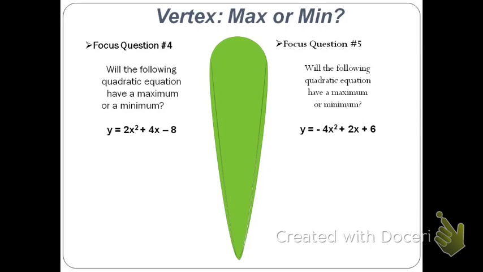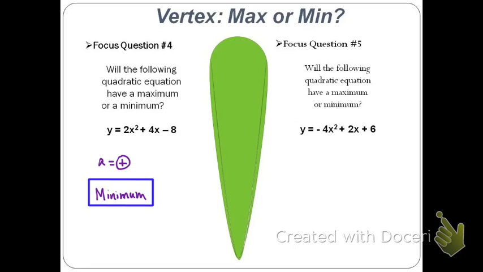Okay, let's see how easy this might be. Does the following quadratic equation have a maximum or a minimum? As I look at this first one, I see that a is, honestly, I don't care what number it is, I just want to know, is a positive or negative? Well, here, a is actually positive. Now what that means is that we have a minimum. Okay, we have a minimum.